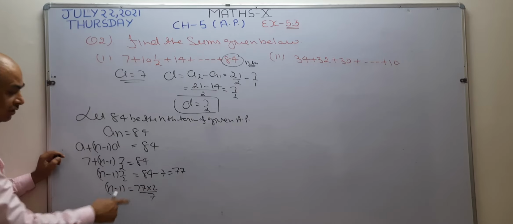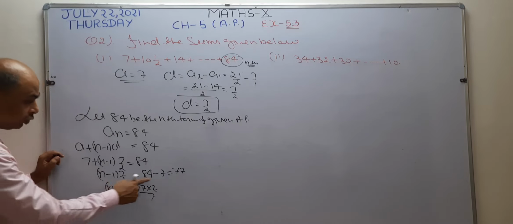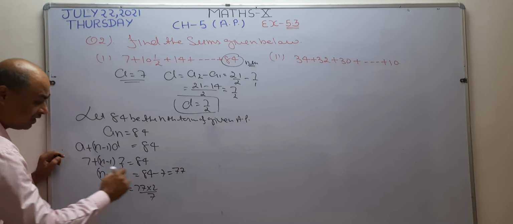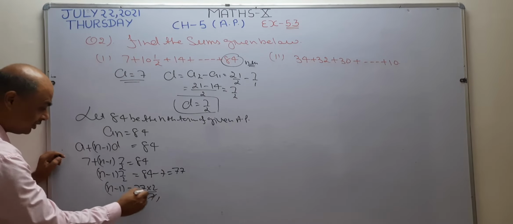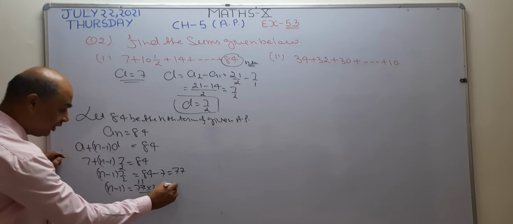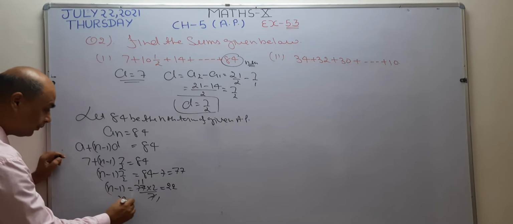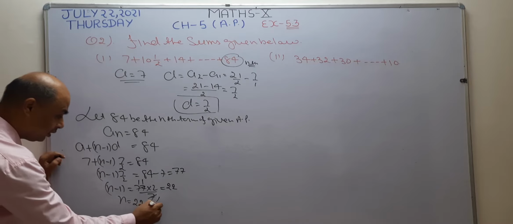I take the reciprocal of 7 by 2, because this 2 is going to multiply 7 and this 7 is going to divide 77. Clear? Now 7 1s are 7, 7 1s are 7, 11 2s are 22. So the value of n becomes 22 plus 1 equal to 23.